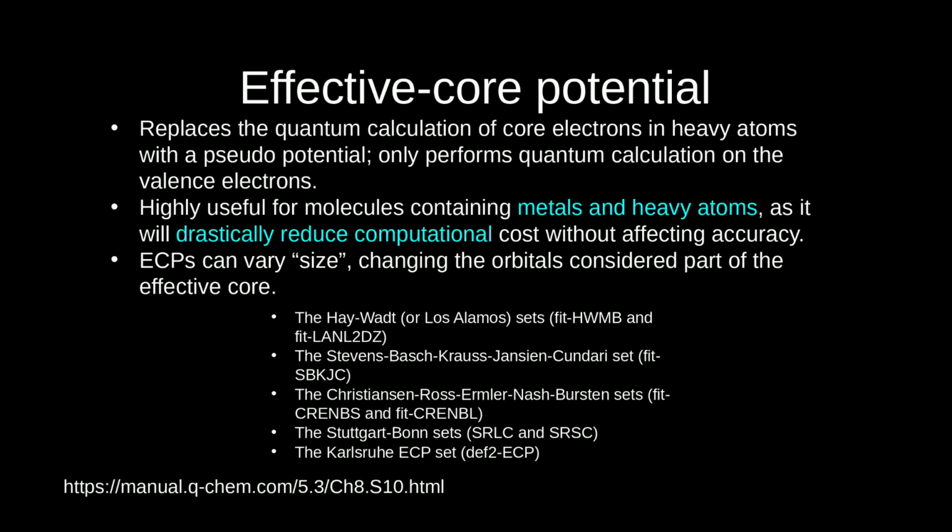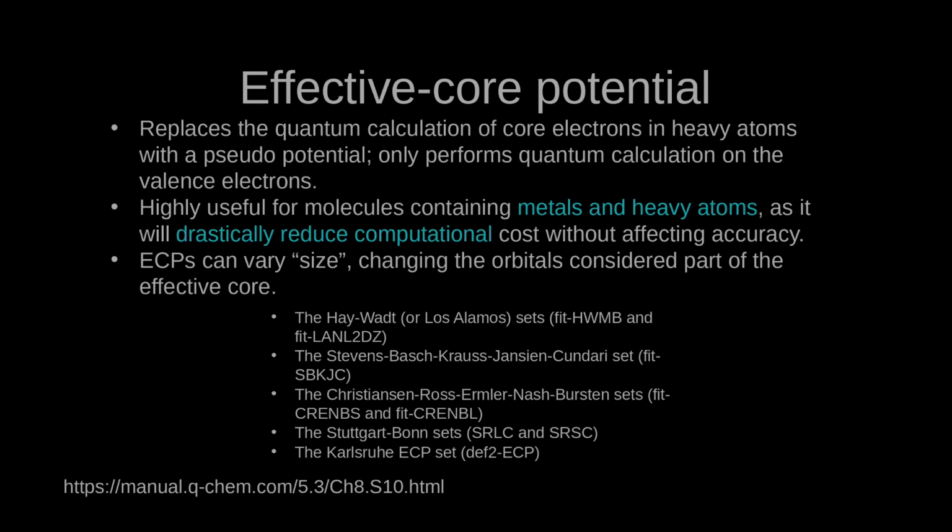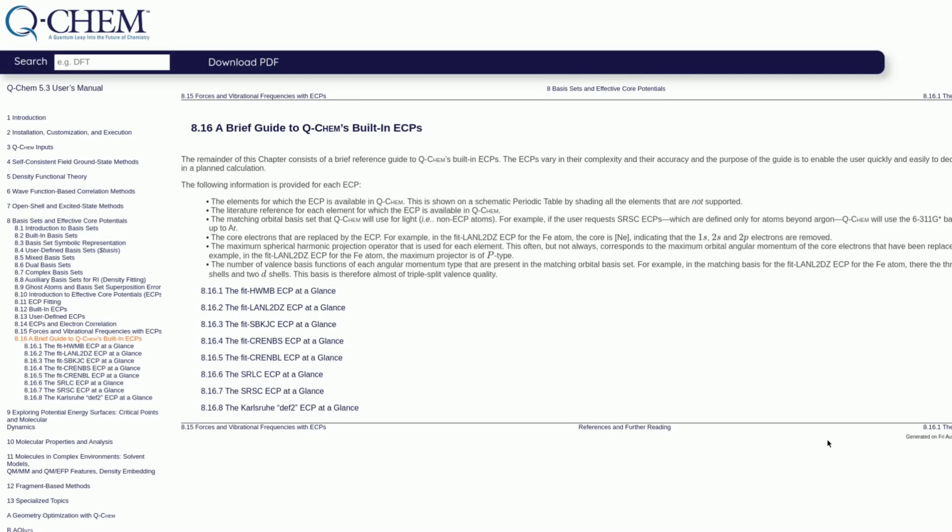The Karlsruhe family of basis functions, such as DFT TZVP, also has a family of effective core potentials, such as DFT ECP, and I would suggest using this family of effective core potentials if you're using this family of functions. In the link I've provided on the previous slide and also in the description of this video, you'll find a guide on QChem's website as to what each family of effective core potential classifies as a valence and core orbital.